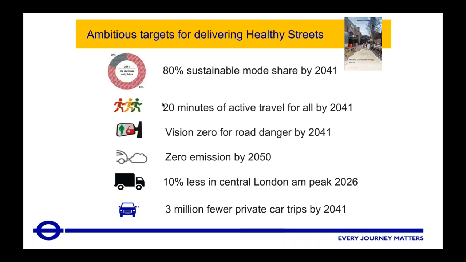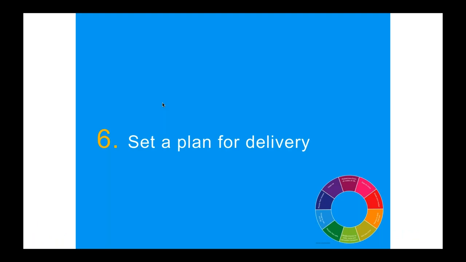For me, one of the most important ones, and one I had to fight hard for, is the second one down, which is that every Londoner is able to walk or cycle for 20 minutes a day by 2041. And this is the first time any city has put a physical activity target into a transport strategy, and it's daunting for a transport organisation to take that step and to feel confident in their ability to deliver it, and it's part of my job to give them the support they need to do that.